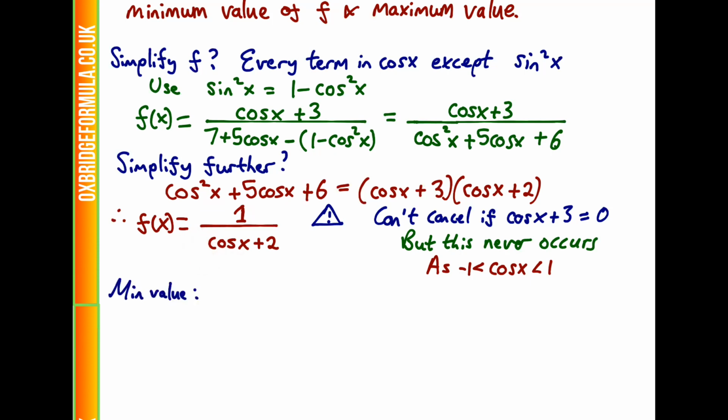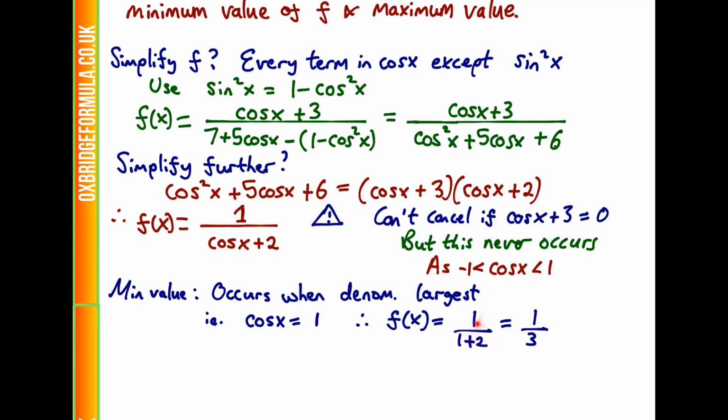So, what is the minimum value? Well, the minimum value of this is precisely when the denominator is largest. So that occurs when cos x is largest, which is 1, and that gives us f of x is 1 over 1 plus 2, which is a third.